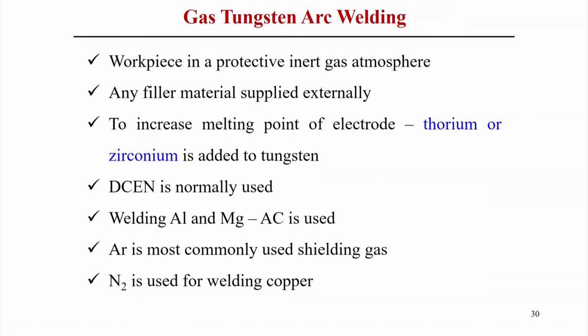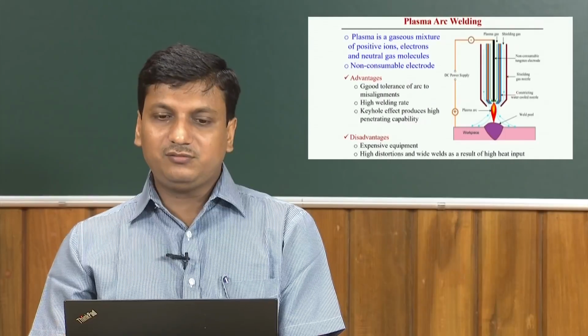Normally, for welding of aluminum and magnesium and their alloys, AC current is preferred, because alternating current provides the cleaning action in half of the cycle during the welding of this material. So, there is a continuous change of polarity, positive and negative, when we use AC current. But a typical point of this process is that the shielding gas is usually argon, but sometimes nitrogen is used for welding of copper material. So, these are the typical characteristics or typical points related to the gas tungsten arc welding process.